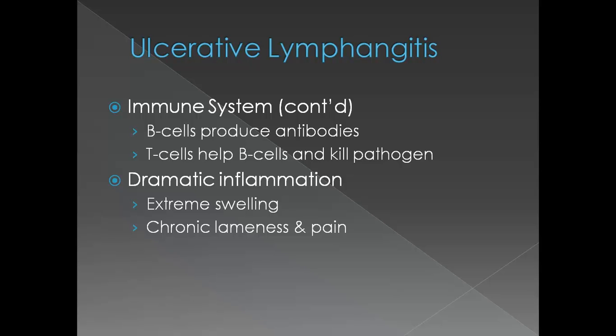These cells may then become activated to either produce antibodies against the specific pathogen in the case of B cells, or in the case of T cells, to activate cells that can kill foreign pathogen, also known as cytotoxic T cells. This swelling and inflammation are normally beneficial in fighting off infection. However, horses suffering from lymphangitis have dramatically inflamed lymph vessels and extreme swelling in hind limbs, resulting in chronic lameness and pain.